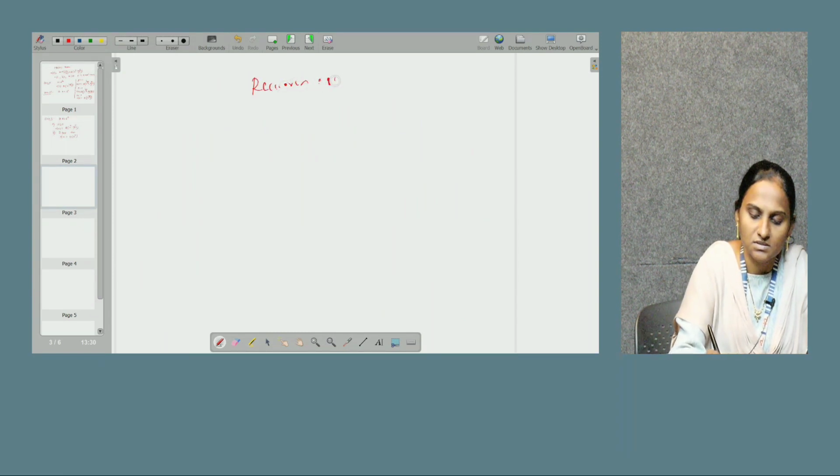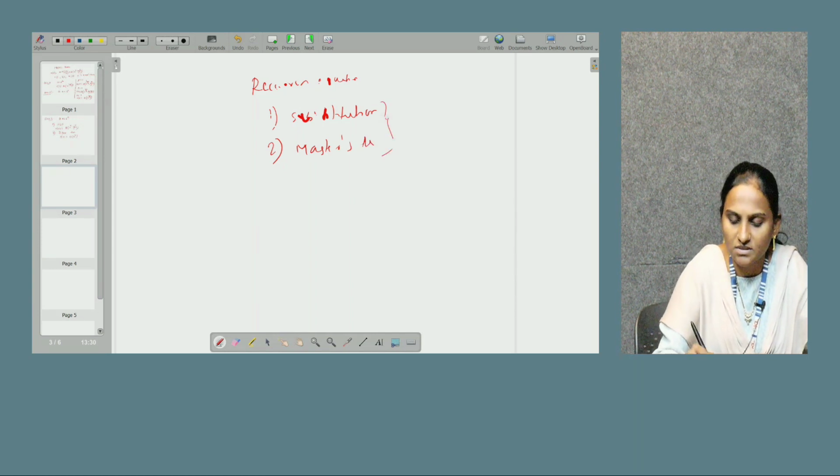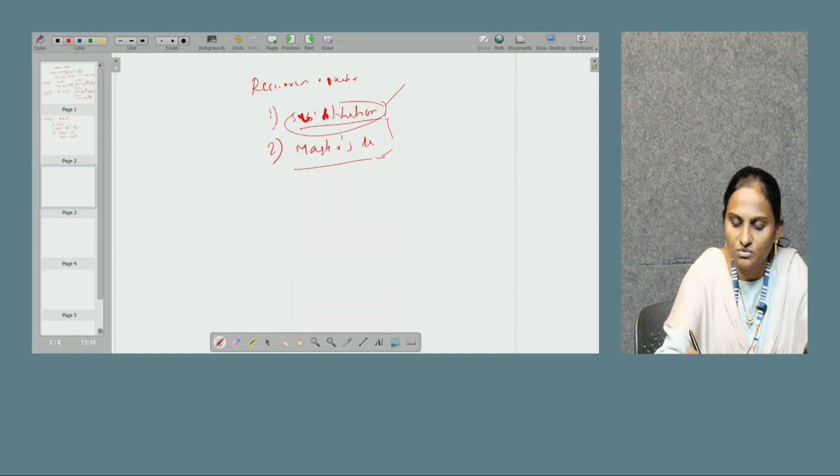Recurrence equations can be solved by two methods. The first one is the substitution method and the second one is Master's theorem. Substitution is again of two types, backward substitution and forward substitution. It is a little bit difficult compared to Master's theorem. Master's theorem is used to solve the recurrence equations and find the time complexity.